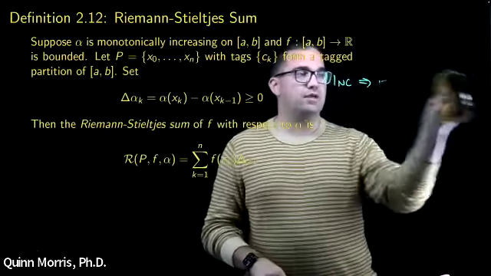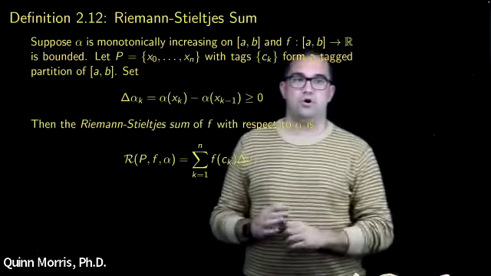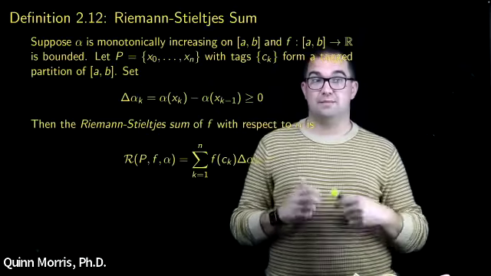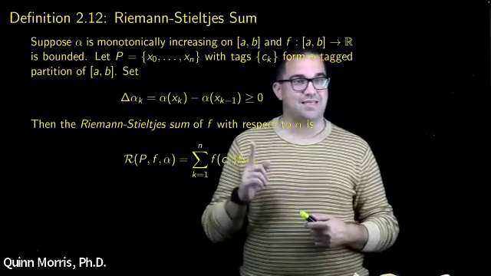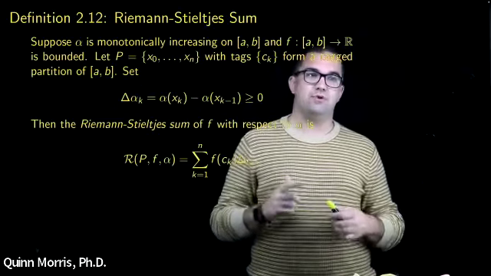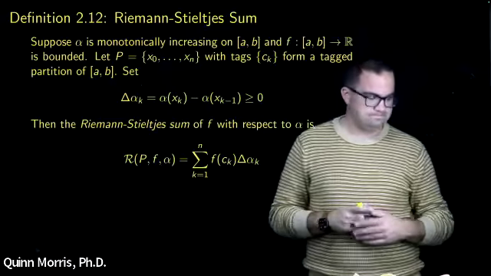Okay, so I can't necessarily say that the delta alpha k's are all strictly positive. I could say that about the delta x sub k's, but I can't say that about the delta alpha k's. But I do know that they're non-negative. They're greater than or equal to 0, which is really still enough to do what I need to do.